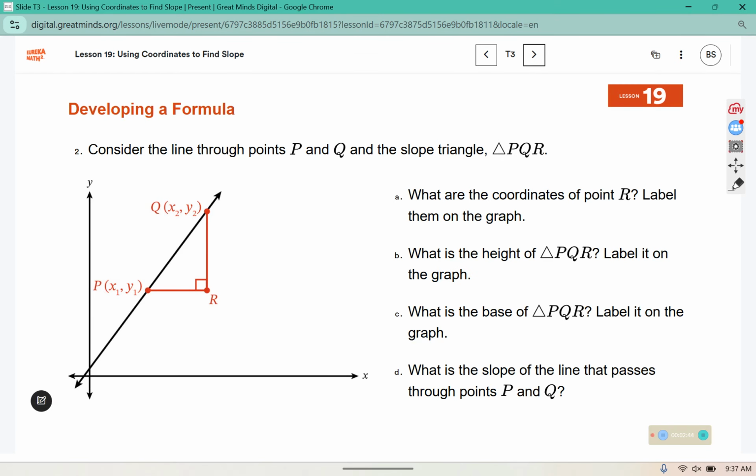So here it says, consider the line passing through points P and Q and the slope triangle PQR. So that symbol now is representing a triangle. So in geometry aspects, it represents a triangle. In algebra, it represents the change. What are the coordinates of points R? Label them on the graph. So R is lined up in the x direction with this Q coordinate, and it's lined up in the y direction with the P.